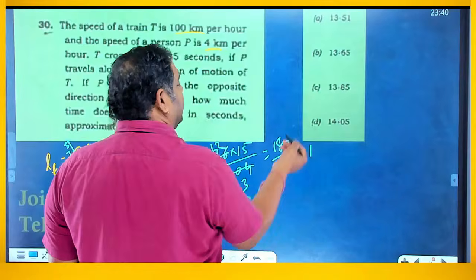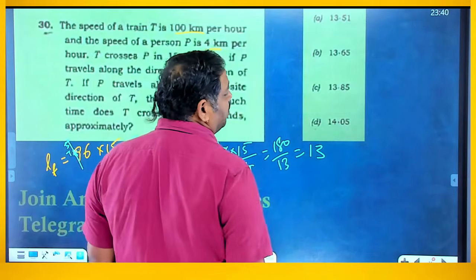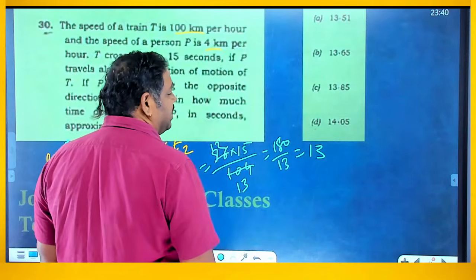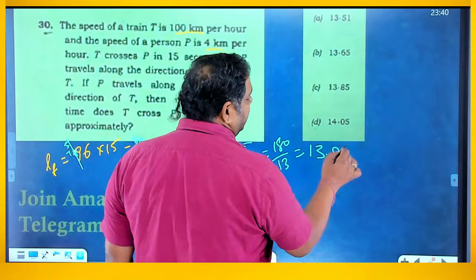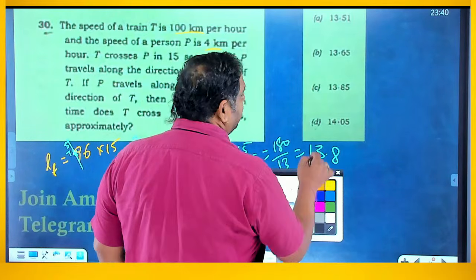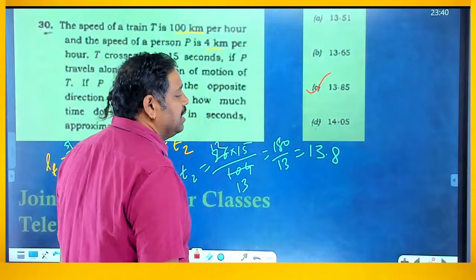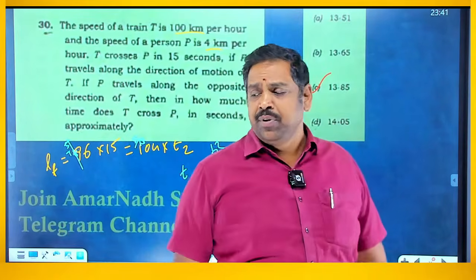So answer is C. Or else we can calculate: 50 means 13 3s are 39. 11 is there. 110 means 8s. Okay. So automatically answer will be 13.85. Which option is answer here? C is the answer. Understand all of you? Let's see the next beautiful one.